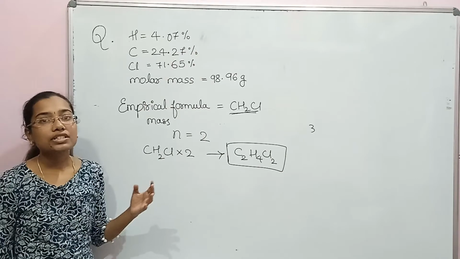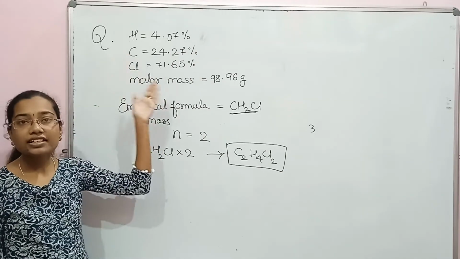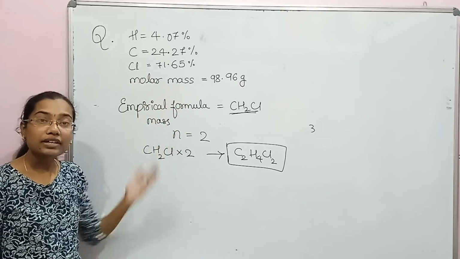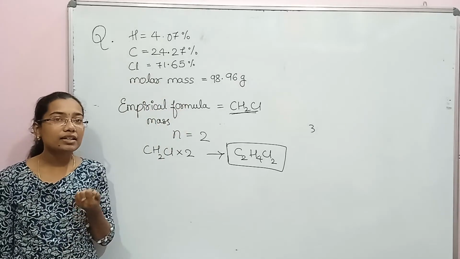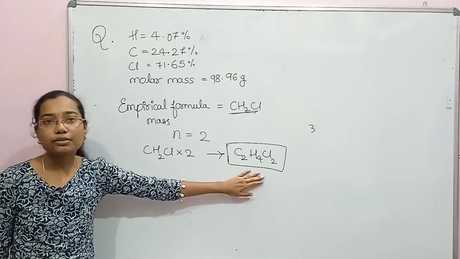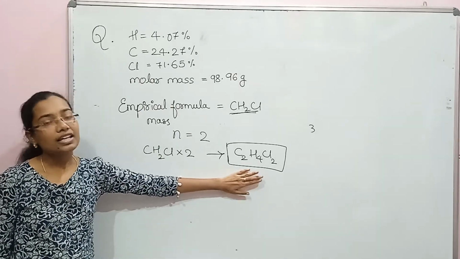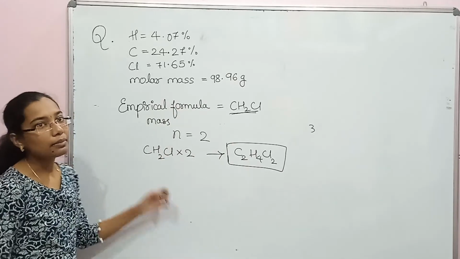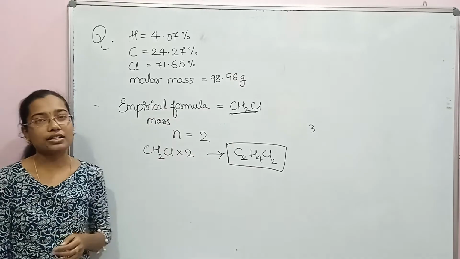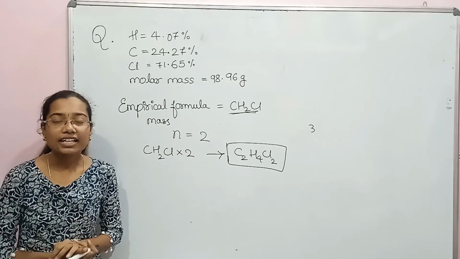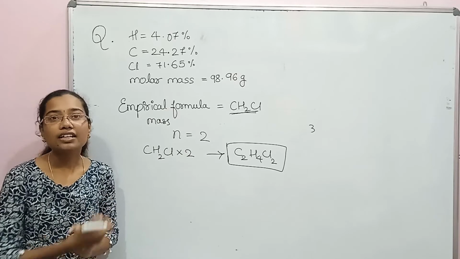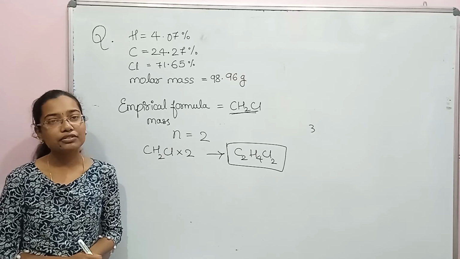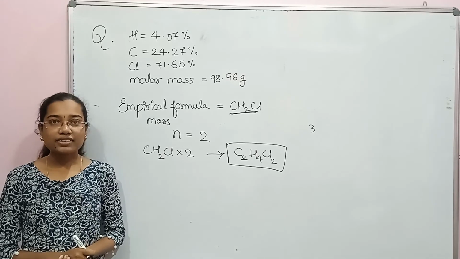In the question we had only the percentage composition of the elements along with the molar mass. With that, what have we calculated? We have calculated the empirical formula and also the molecular formula. This is how we calculate the empirical formula as well as the molecular formula from the percentage composition and molar mass. I hope you got a clear idea. If you have any doubts, you can ask me in the comment section.